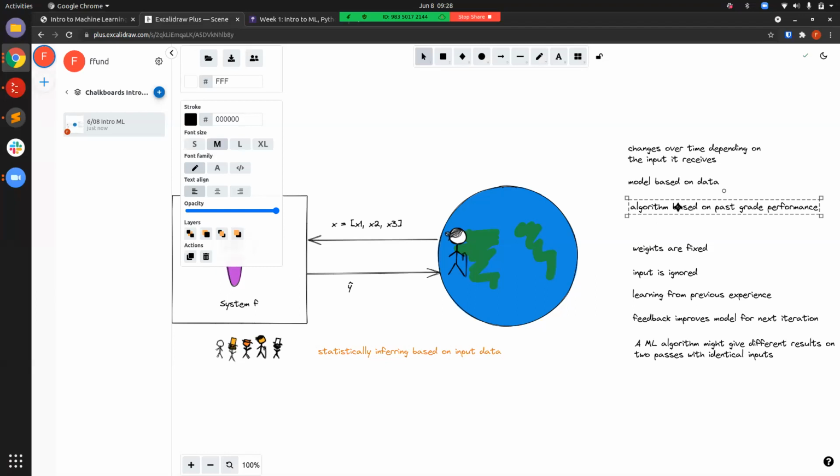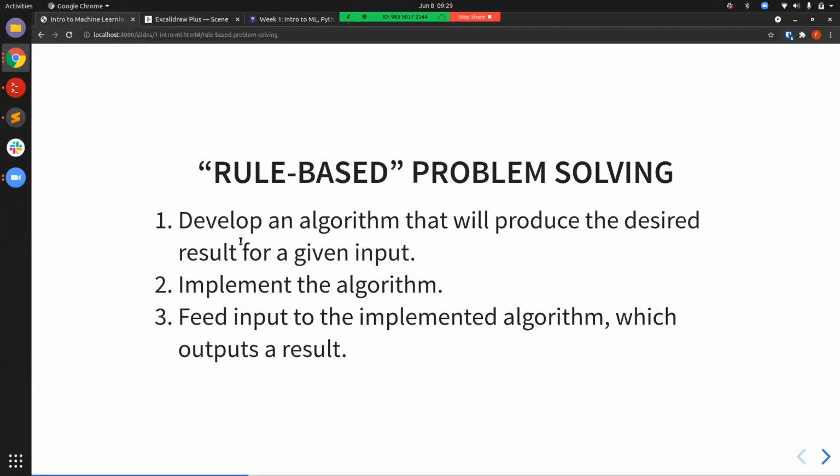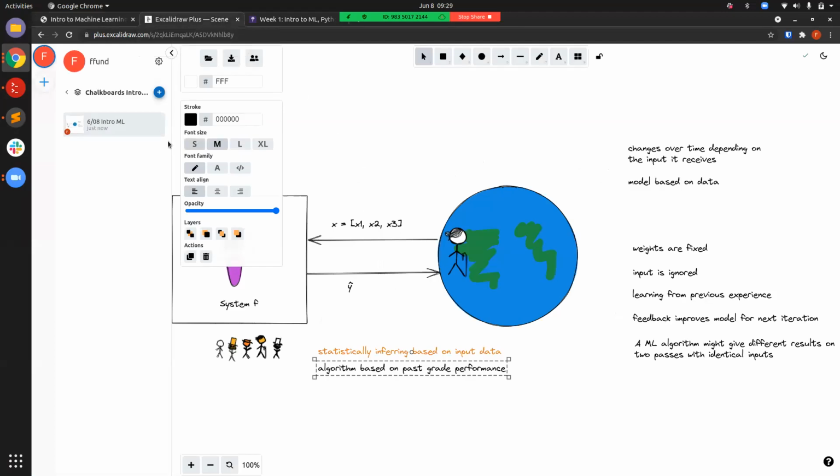Okay, let's see. So an algorithm based on past grade performance. Is that uniquely machine learning, or can I make a rule-based algorithm that's not machine learning based on past grade performance? Okay, so I can make a rule-based algorithm where the input is past grade performance and it outputs my desired result, but it's not necessarily machine learning. So this is also not uniquely a feature of machine learning systems.